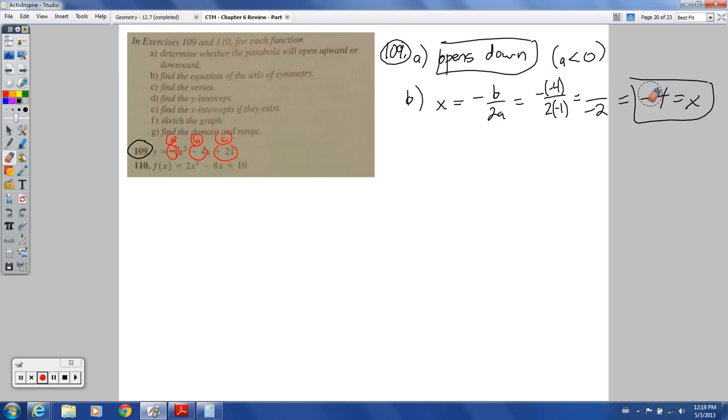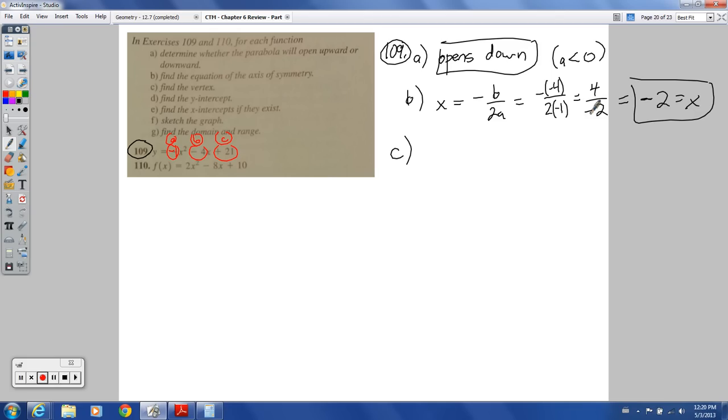I'm good at math, I promise, right? This is not that though. Most of the time. This is 4, not 8, so this would be negative 2. Sorry, there we go. So now that's good. C, find the vertex. So this is my x value with the vertex.